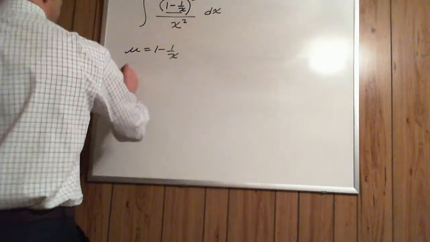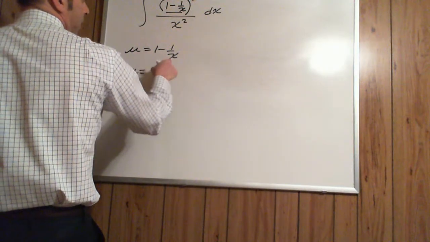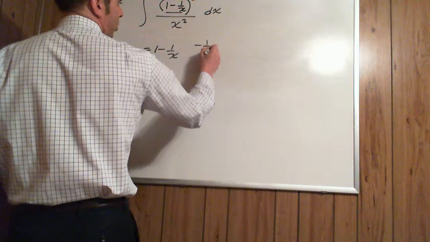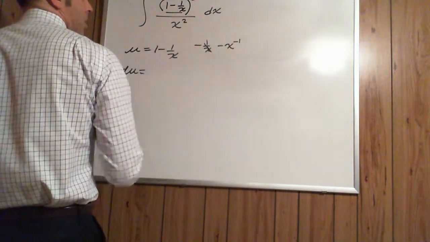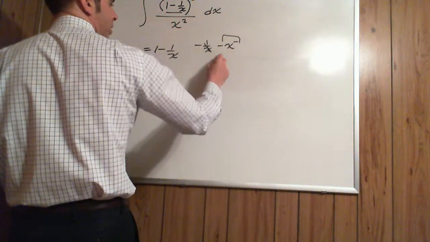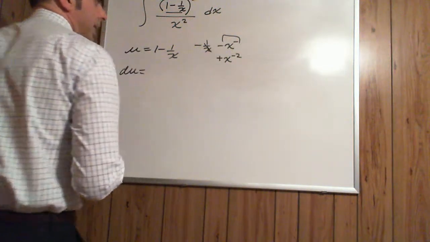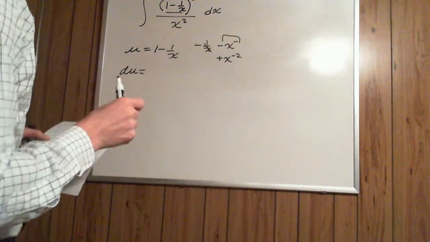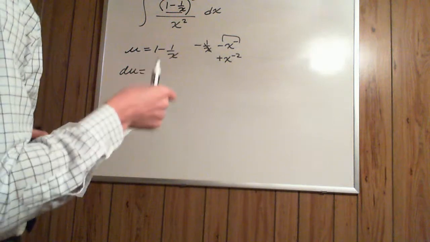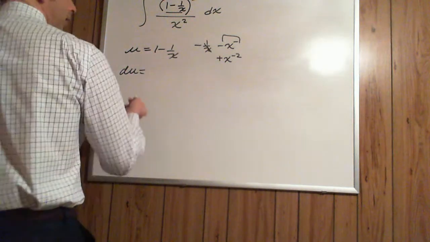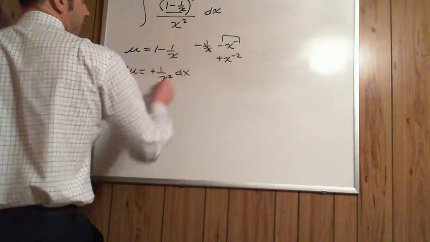The derivative would be, the derivative of 1 is 0. This here, no need for a quotient rule. Just rewrite it as negative x to the negative first. So then drop the power down, be positive x, decrease it by 1, x to the negative second. So remember, you're taking a derivative here, where you drop the power down and decrease the power by 1. So that derivative would be then positive 1 over x squared dx.